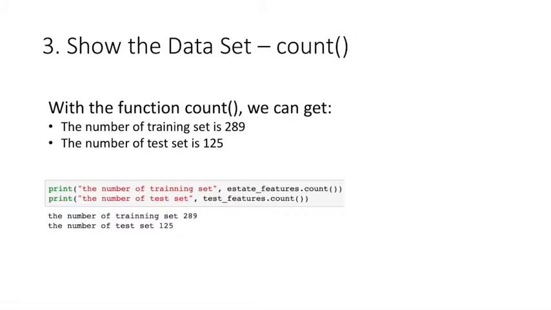And we also use the count function to count the number of the training data set and the test set. And we conclude that the number of training sets is 289 and the number of test sets is 125.